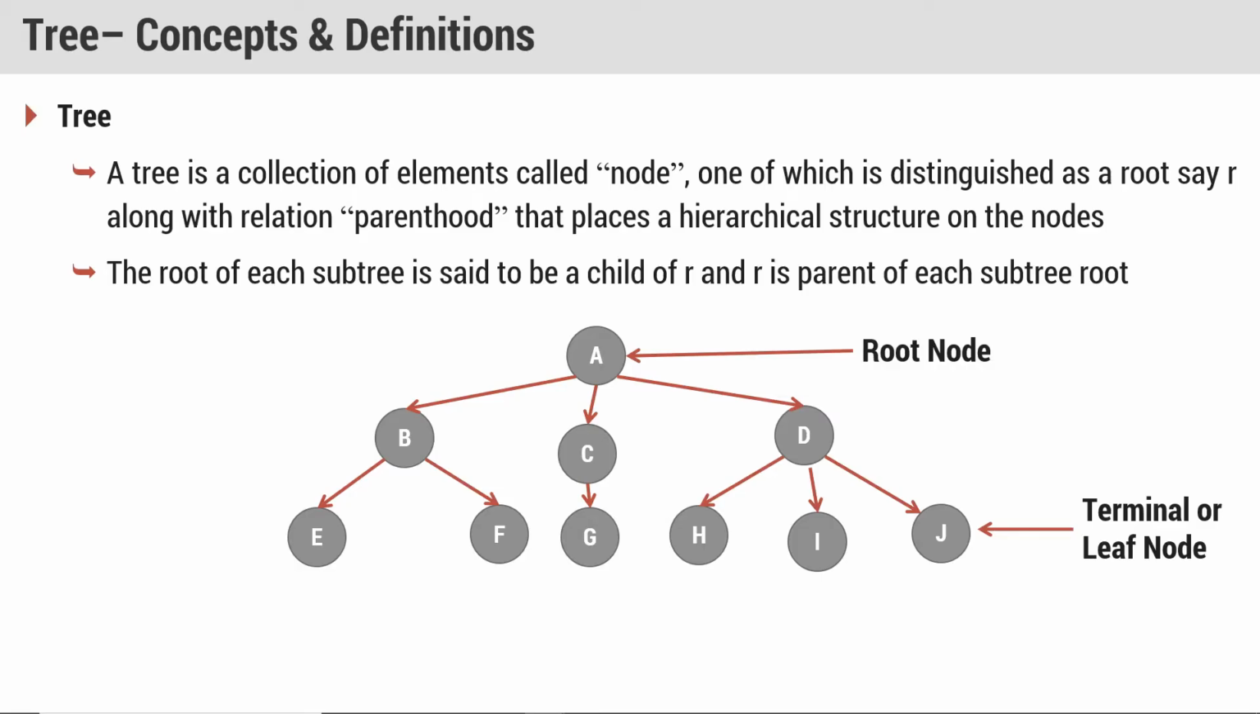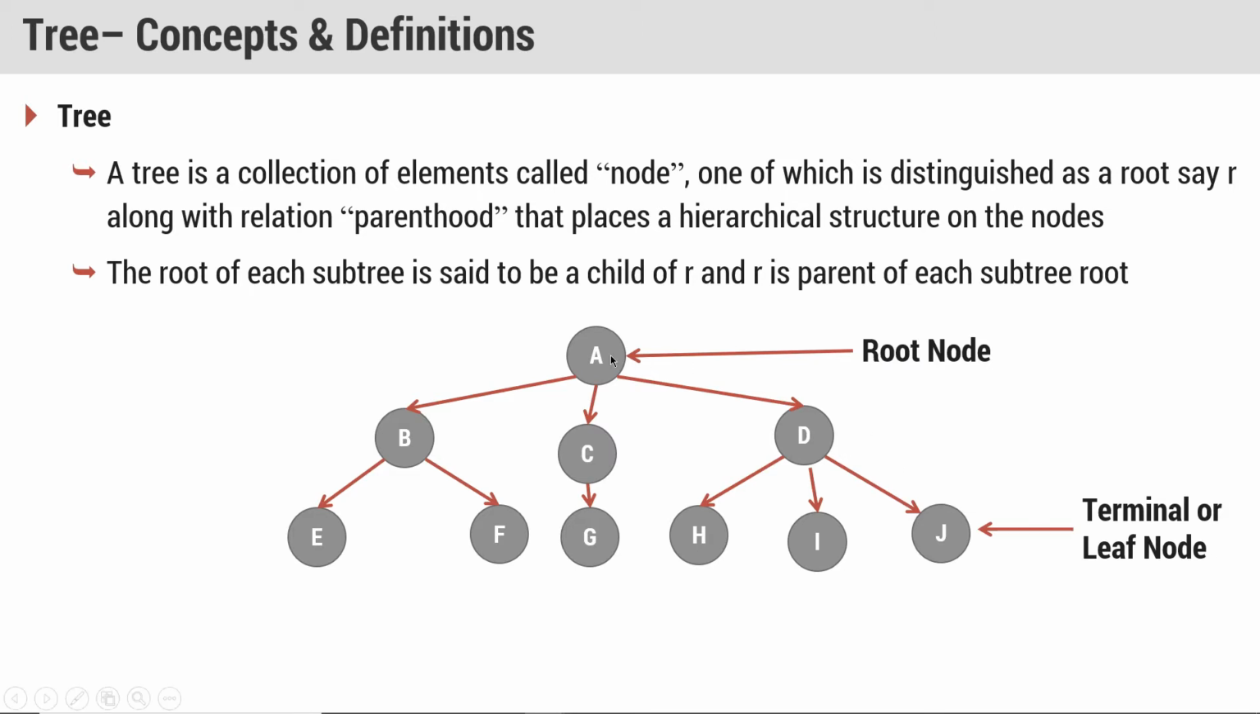A tree is a collection of elements called nodes, one of which is distinguished as a root, say R, along with a relation, parenthood, that places a hierarchical structure on the nodes. Simply, we can say that a tree is a collection of nodes. Here in this tree the nodes are A, B, C, D, E, F, G, H, I and J. This collection of nodes is called a tree.